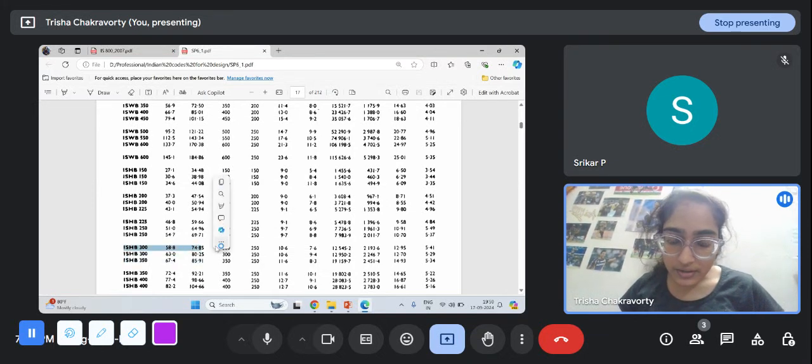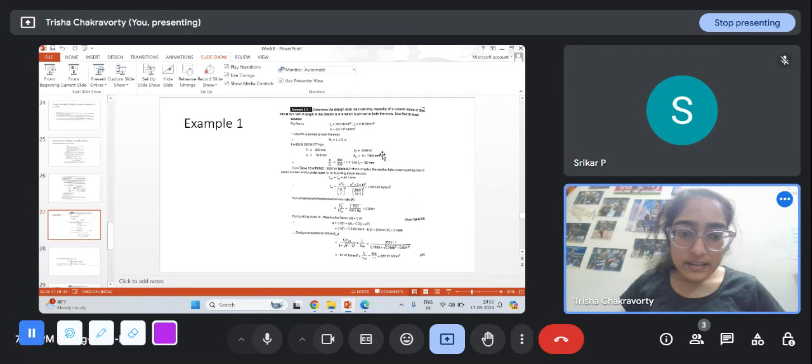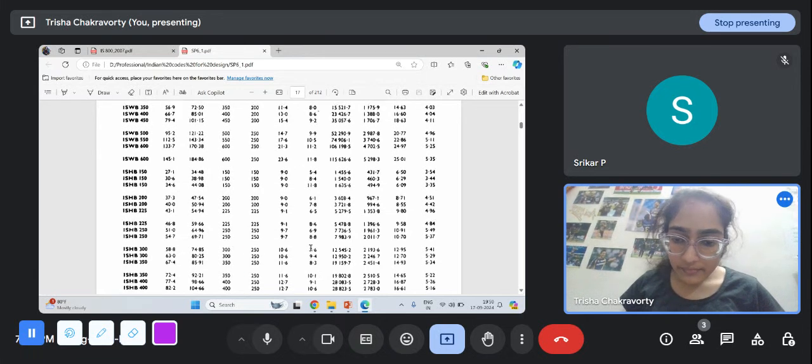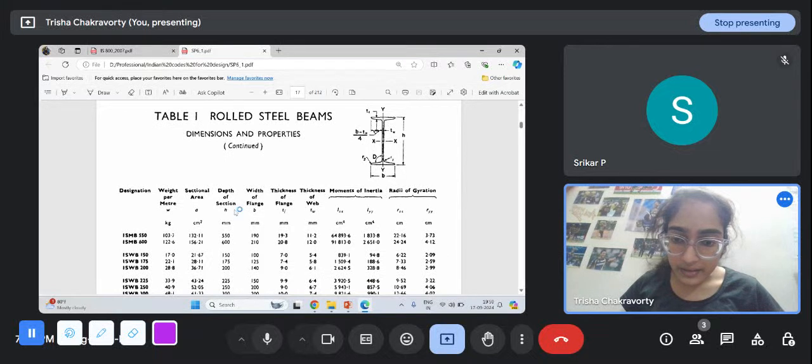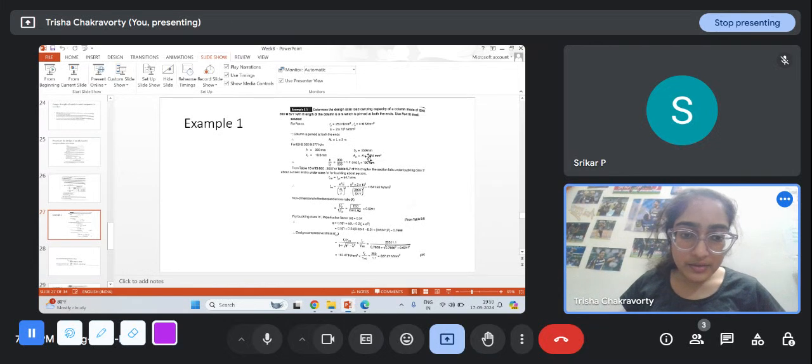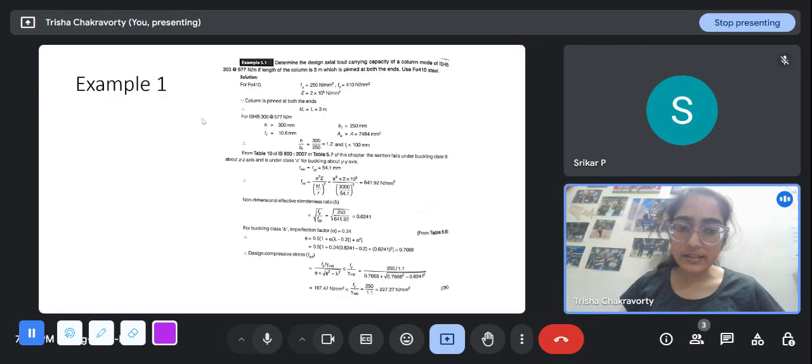So all the dimensions will be written here: 300, 250, 10.6, then 10.6. These and the area, all of these will be mentioned in the code itself. We don't have to calculate them. See the area. Okay, this is the sectional area, 74.885 centimeter square. So 7485 millimeter square is what it is in the units we are using.